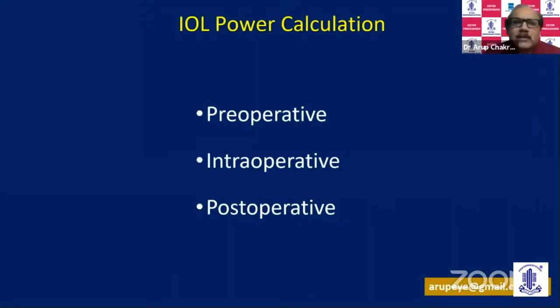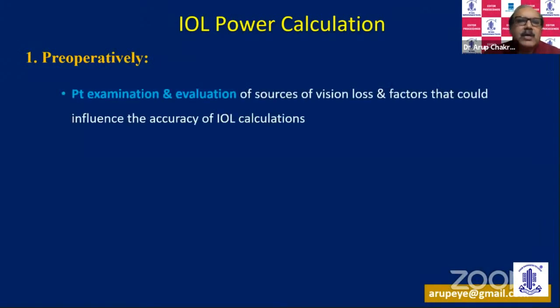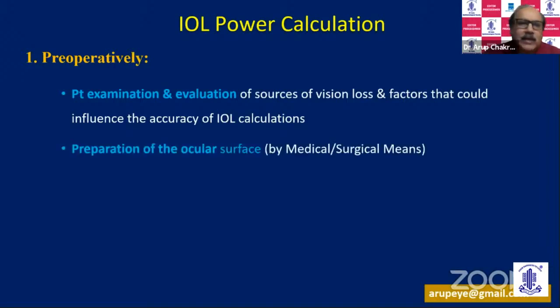What we have learned is that IOL power calculation is not just a one-off event in the lifespan of a cataract patient. It is a process, a method that transcends the perioperative period. So there are issues in the preoperative period that we have to bother about, intraoperative incidents, and the postoperative phase. Preoperatively, before we embark on the biometry as such, it's important to examine and evaluate the patient properly, looking into the sources of vision loss and factors that could influence the accuracy of IOL calculations.